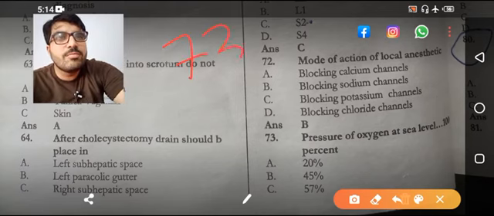But if the question asks pressure of oxygen at sea level and they are asking about saturation, then the answer is 97%. And the answer over here is 97%. So keep in mind the other calculation also.